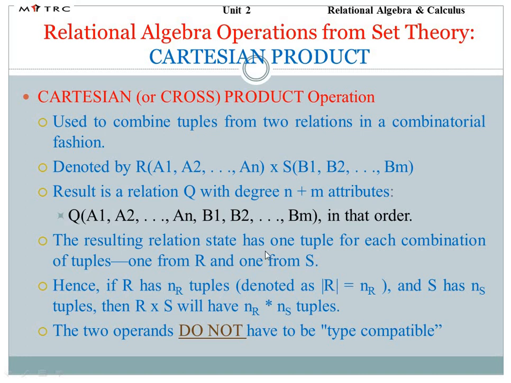So the relation state has one tuple for each combination of tuples, one from R and one from S. Similarly, if R has nr tuples, the total number of tuples, say R has 4 tuples and S has 5 tuples, then R into S will be the multiplication of 4 into 5, that is 20 tuples. So this denotes the Cartesian product. And the most important point is that it is not type compatible. Since it is not type compatible, we will have a huge relation being formed.